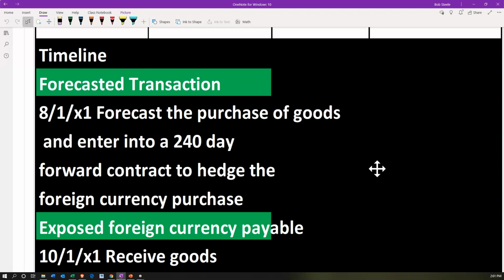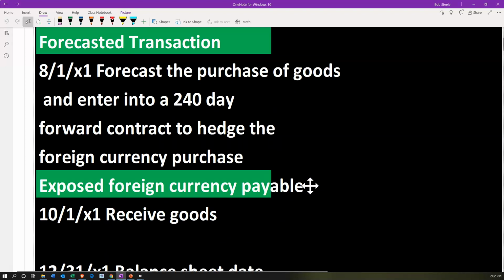So forecasted transaction, 8/1/X1, forecast the purchase of goods and enter into a 240-day contract. So there's going to be foreign currency involved, and therefore we're going to enter into our forward exchange contract at this point in time, even though the transaction hasn't taken place, but we predict it's going to take place. Even though we don't have a contract, we're going to have a 240-day forward exchange contract, which is going to start today and end at the point in time that the cycle for the actual purchase will end, which means at the point in time we actually receive and then pay for the inventory. So we have the forward contract to hedge the foreign currency purchase.